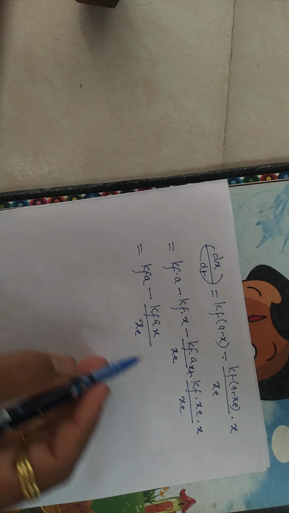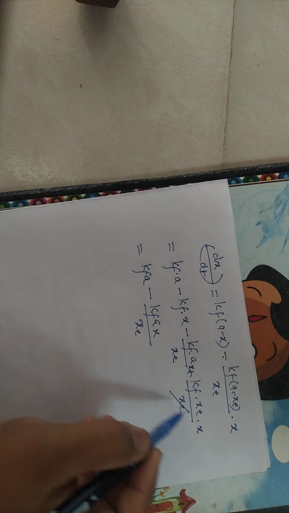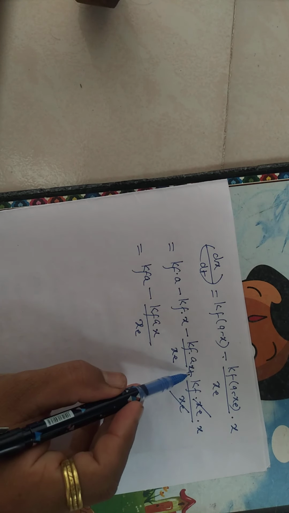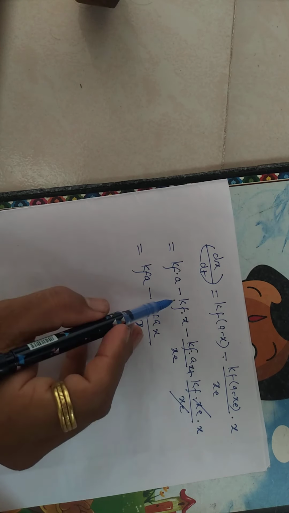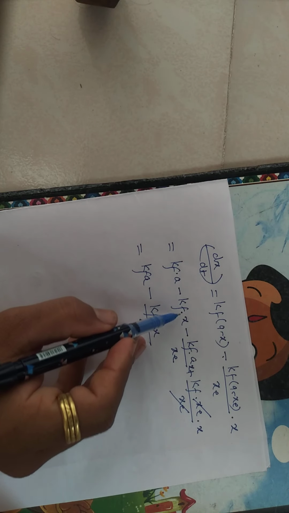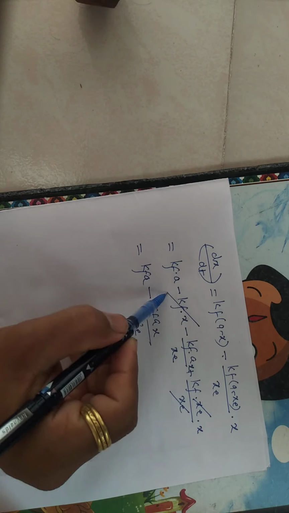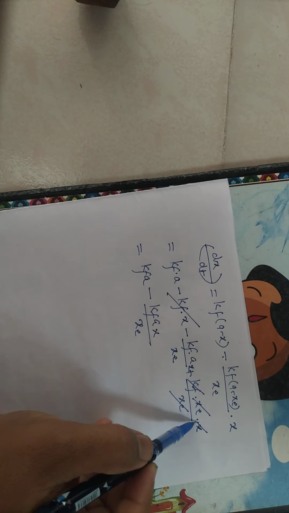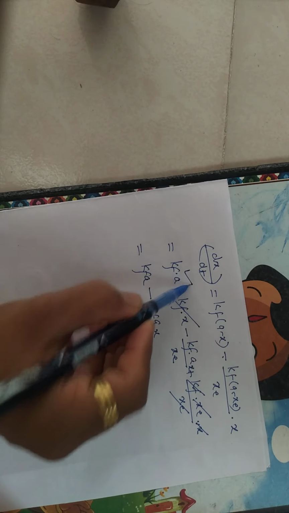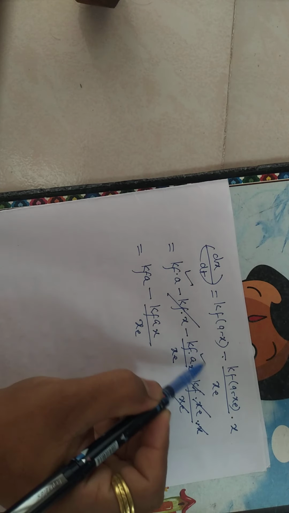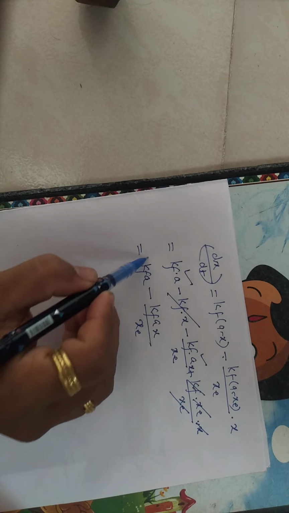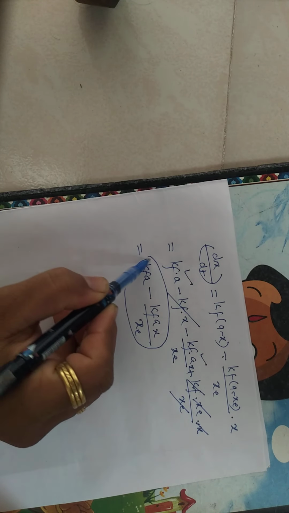So you can see here this xe gets cancelled. What remains here is kf into x with the positive symbol, and this is minus kf into x. So this minus kfx and this plus kfx will get cancelled. So only the factor that remains is kf a minus kf a into x upon xe. So this factor only remains here.